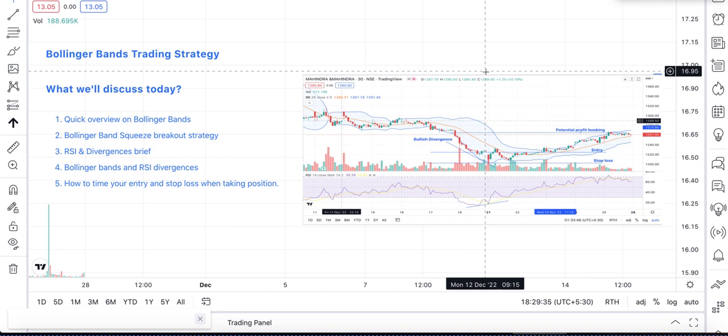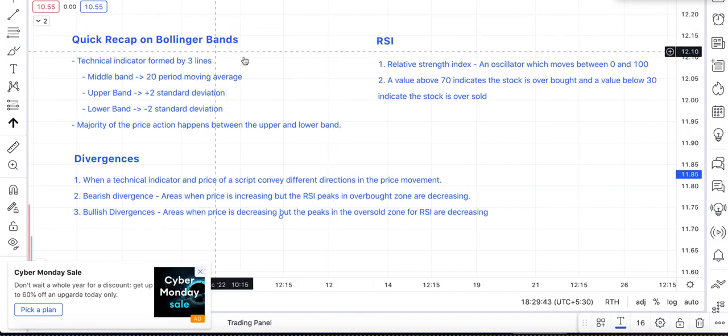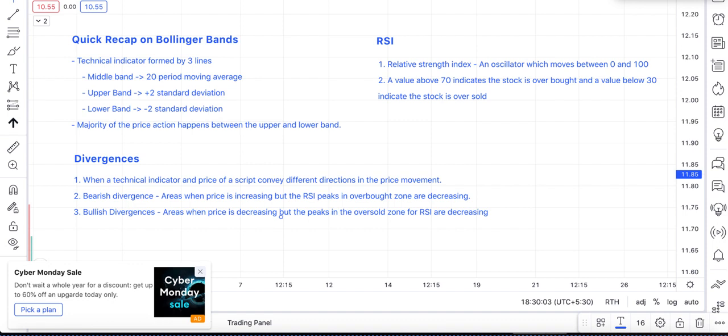Coming back to the Bollinger Bands trading strategy with RSI and divergences, we start with a quick brief. We previously also discussed Bollinger Bands, which are formed by three lines. The mid one is a 20 period moving average, the upper band is +2 standard deviations above this, and the lower band is -2 standard deviations below this. 95% of the price action for any particular stock would be observed between these two price bands. So that's a quick recap on Bollinger Bands in case you haven't gotten the time yet to watch the entire video from our technical indicators section.